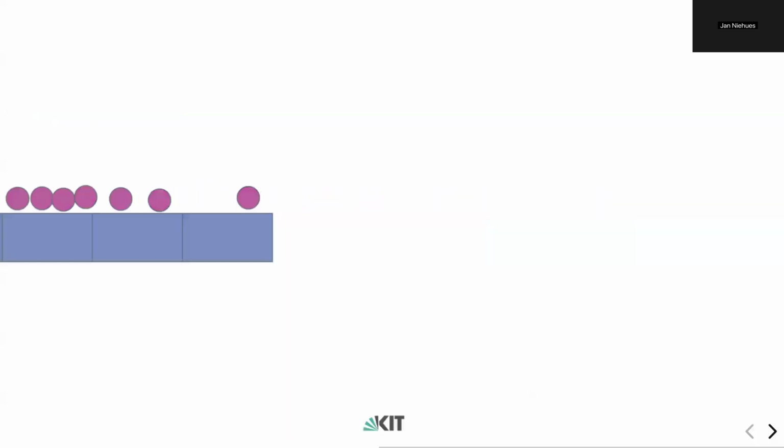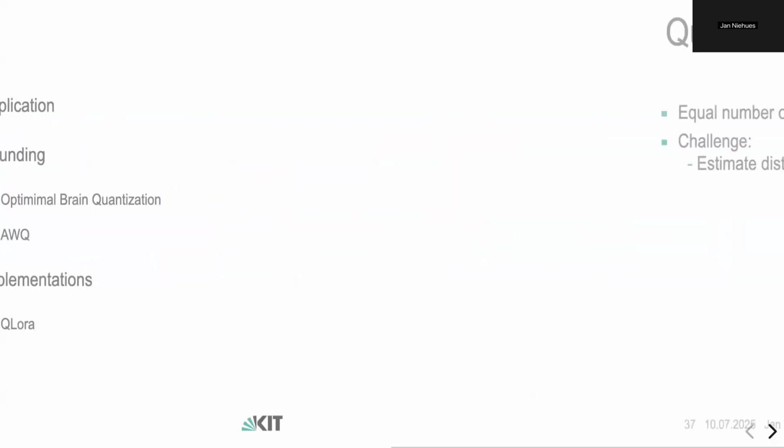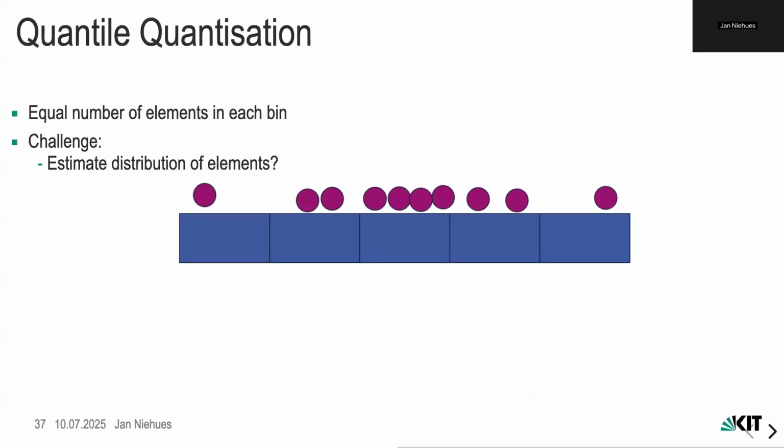And therefore there are some other quantization methods. So for example, what is called the quantile estimation, where the idea is, okay, we want to have an equal number of elements in each bin. We want to do that. We of course need to estimate what the distribution is. What would you take if you have to assume a distribution of your numbers? What would be a good estimate?